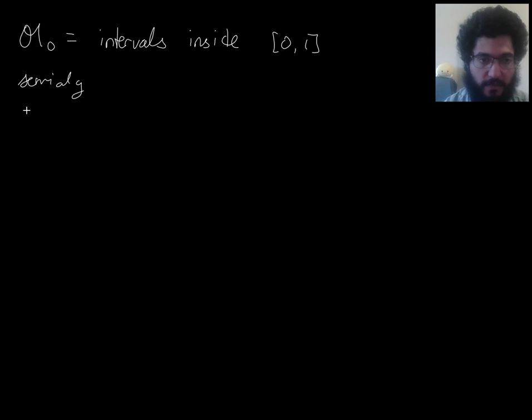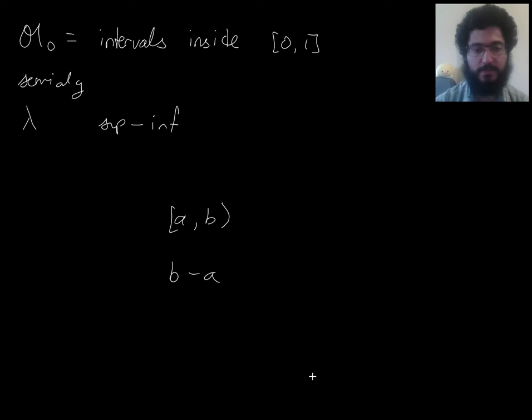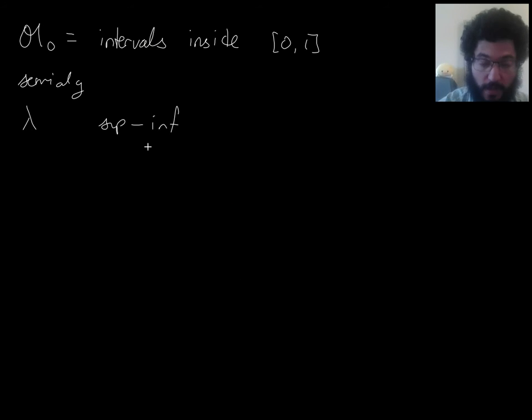Then we defined lambda to be sup minus inf. So it would take the interval a, b, for example, and lambda of that would be b minus a. That would be our notion of the length of an interval. And we also argued that this is additive and non-negative.